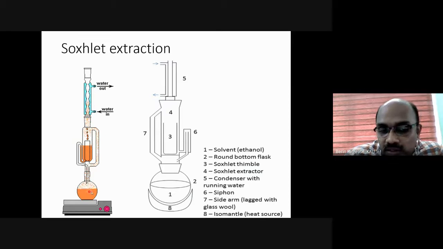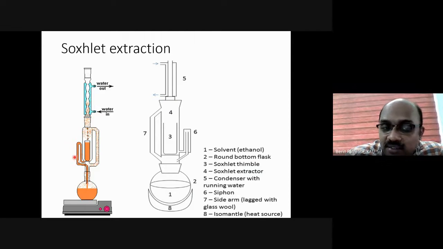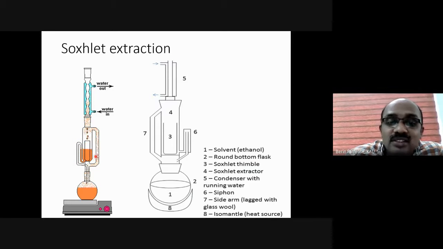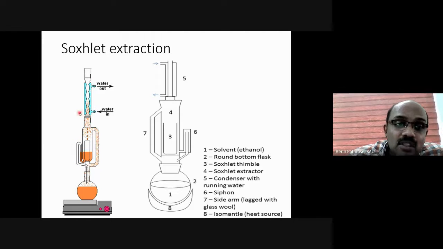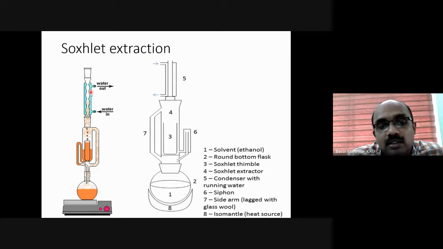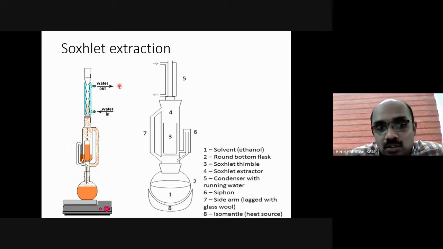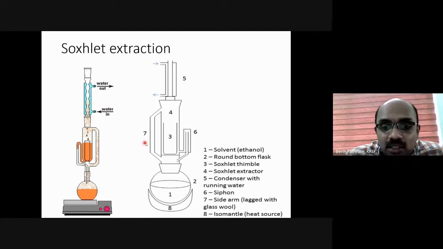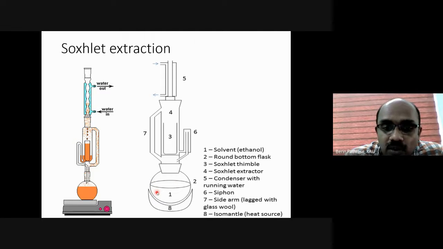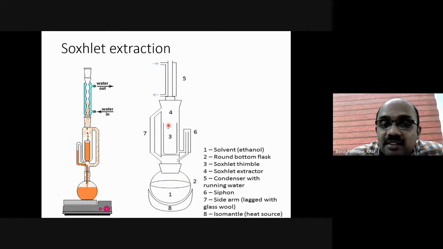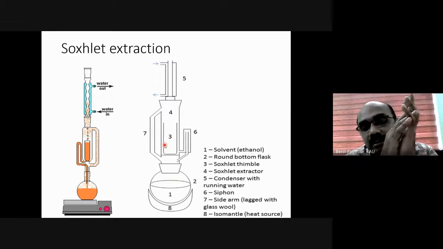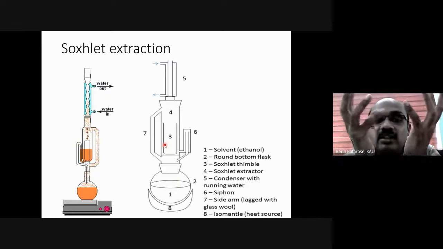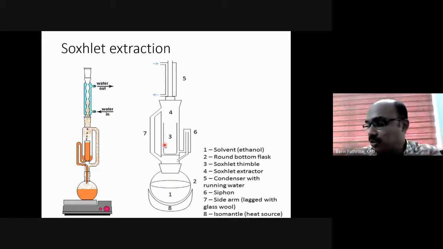Above the round bottom flask, we have a glass apparatus. This glass apparatus is called the Soxhlet. And above the Soxhlet, we have a condenser. In the condenser, we will be moving water. So you can imagine, see this diagram. We keep the solvent over here, and inside the Soxhlet, we will keep the sample in a paper thimble. That means we take a filter paper and keep the sample in it. I will just show you how.